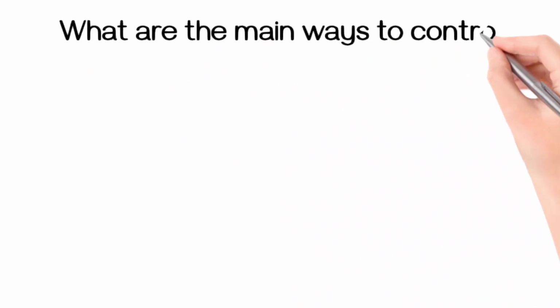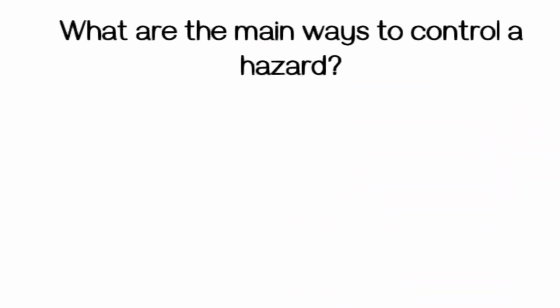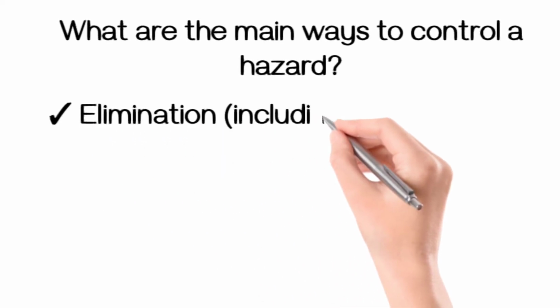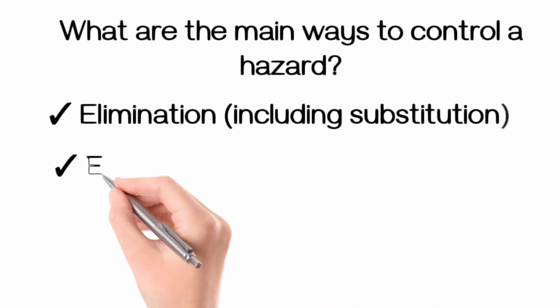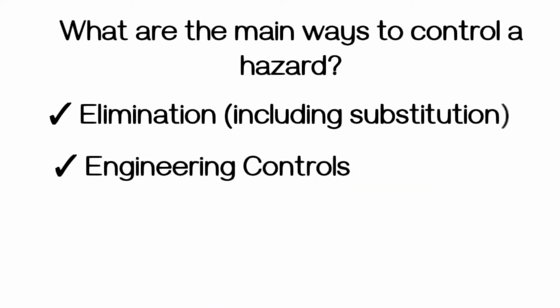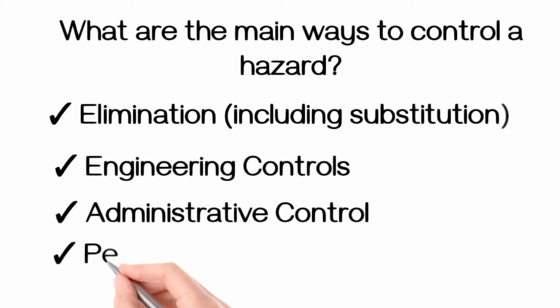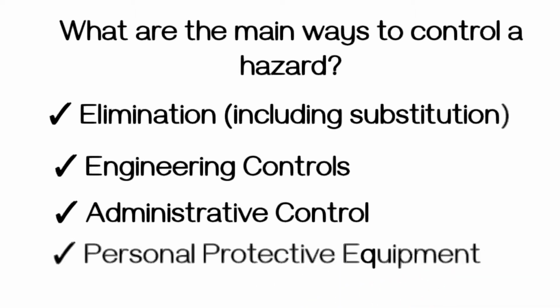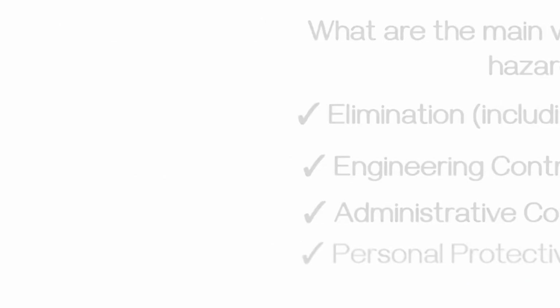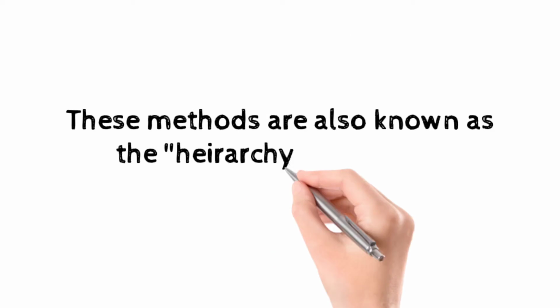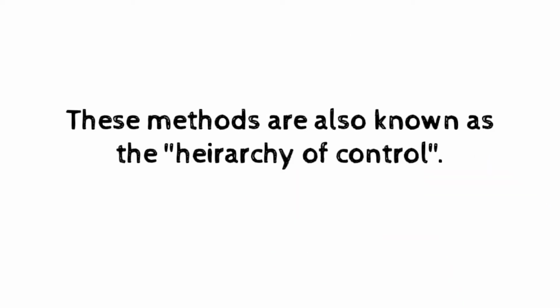What are the main ways to control the hazard? First, elimination, including substitution. Second, engineering controls. Third, administrative controls. Fourth, personal protective equipment. These methods are also known as the hierarchy of control.